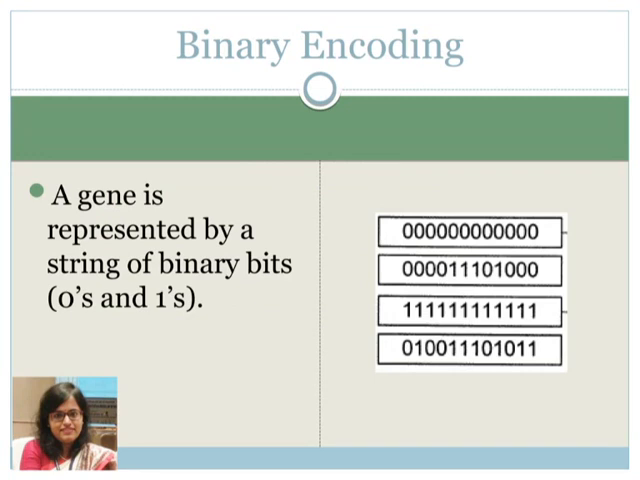So what happens in binary encoding? Our gene is represented by a string of binary bits. So a string can be represented by any combination of 0 and 1. In the example you can see that a 4 chromosome structure has been given, where each position of any individual gene has been represented by either 0 or 1. So that is the binary encoding.